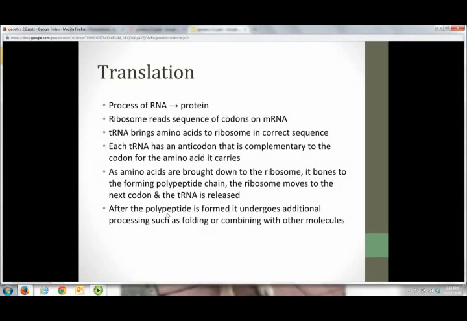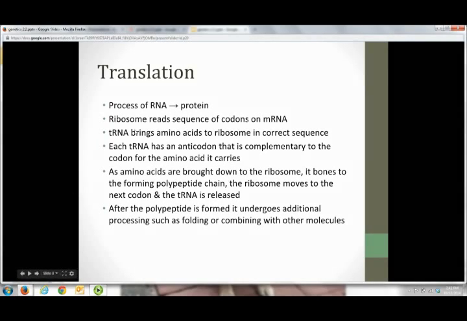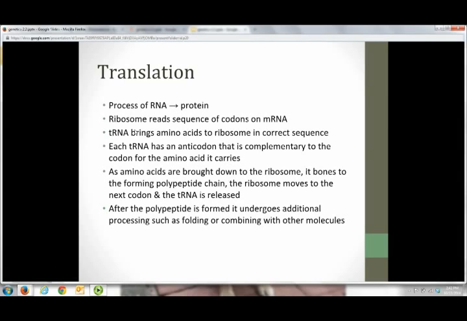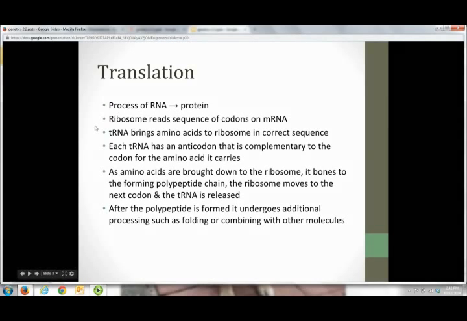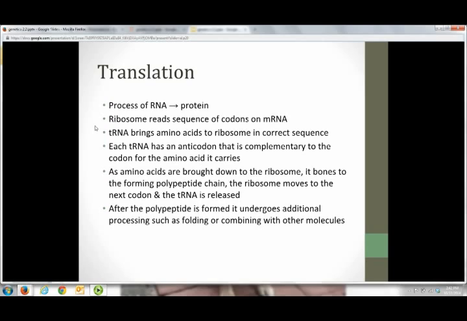During translation, you have the process of the RNA being read to make the protein. The ribosomes are going to read the sequence of the codons on the mRNA. As they do, it will use the tRNA or transfer RNA to bring the amino acid to the ribosome in the correct sequence. Each tRNA has a portion that is complementary to the codon called the anticodon. This way it's able to make sure with complementary pairing that it's brought the correct amino acid to go next in series. As the amino acids are brought down to the ribosome, it will bond to form the polypeptide chain. Then the ribosome will move to the next codon and the tRNA will be released and recycled for future use.